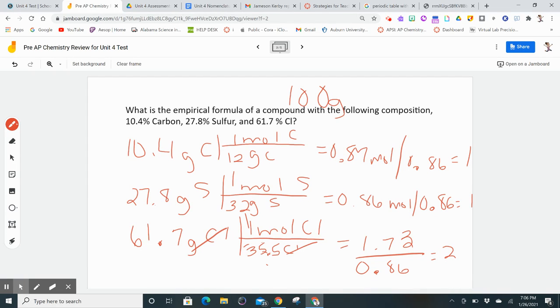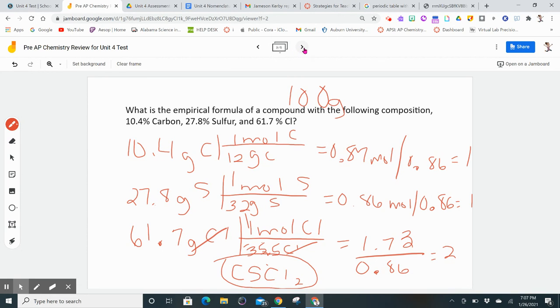So what that means is that I have 1 carbon in my formula, 1 sulfur in my formula, and 2 chlorines in my formula. So this is my empirical formula right there. And that's how you do all your empirical formula problems.